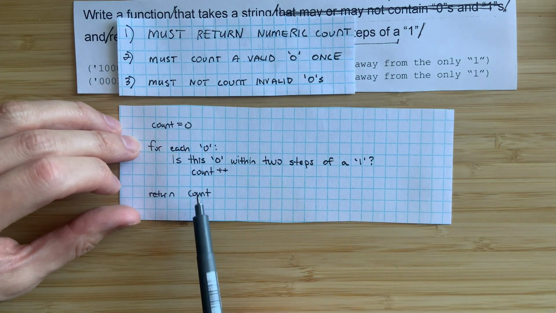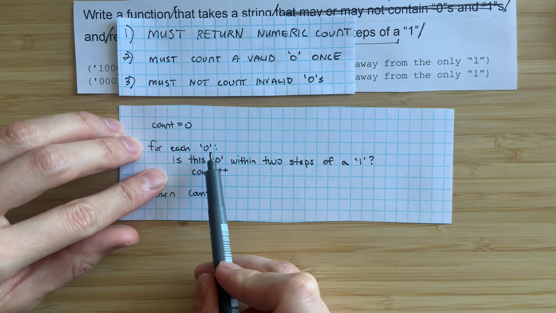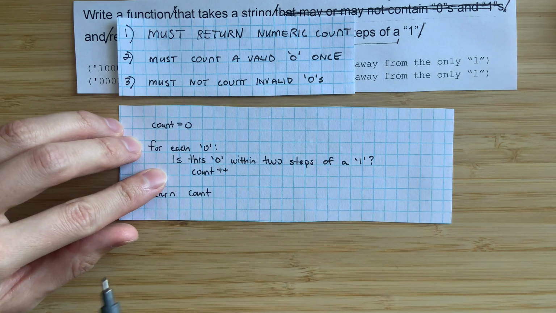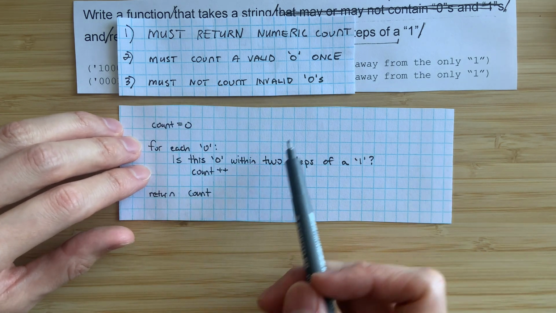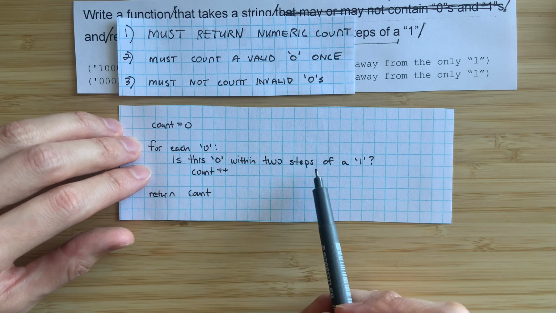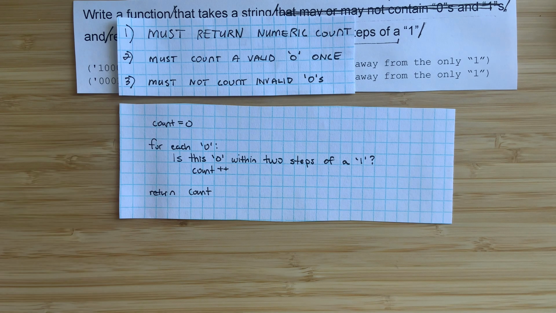Yes, it returns a numeric count. It counts a valid 0 once. Well, it inspects each 0 once and then checks if it's valid. So number 2 is yes. And then 3, that's also yes, because we only increment the count when we have a 0 that passes our condition. So we meet all of these guarantees, no problem.